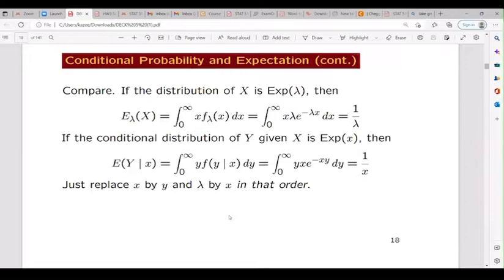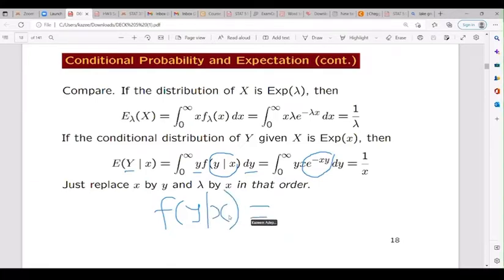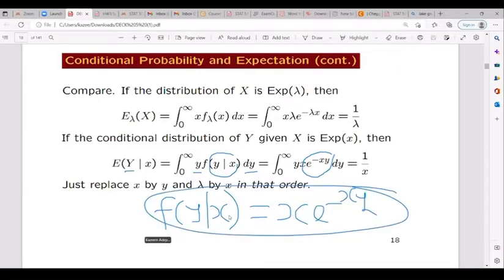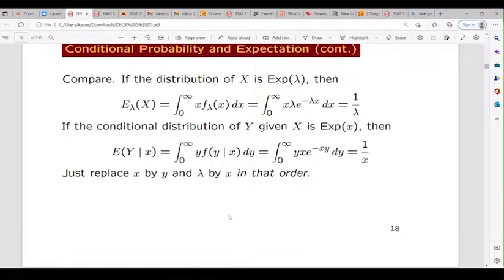Because this is y, you're going to have a y here. The f of y given x is actually the one I showed you the other time. This is part of what you need to know: f of y given x is always going to be this one here. That is f of y given x. Take note of that.